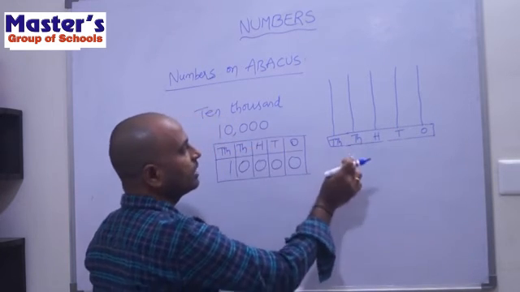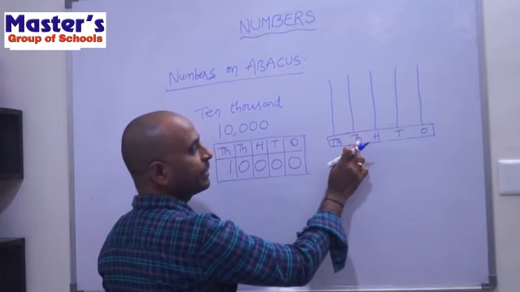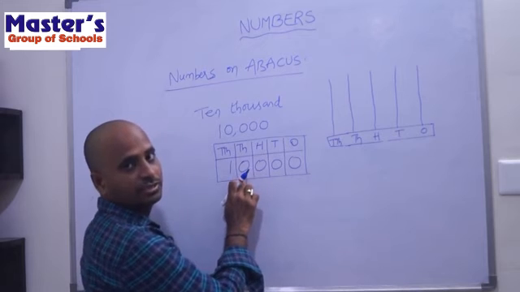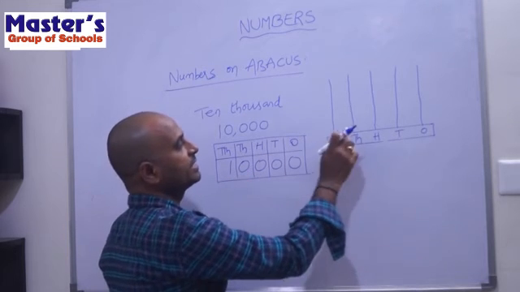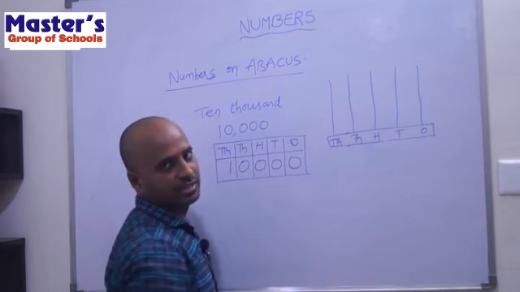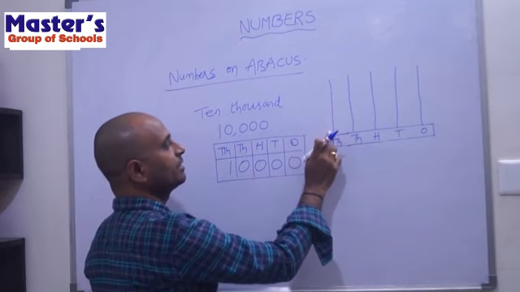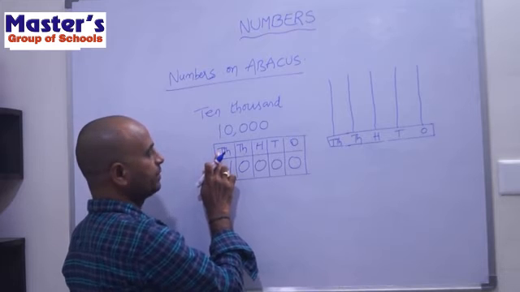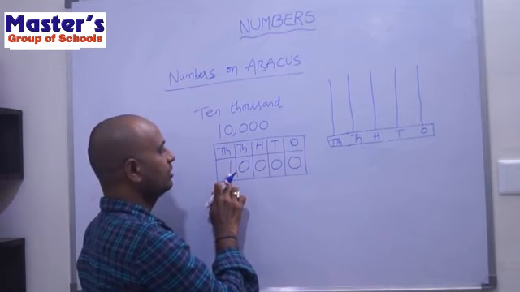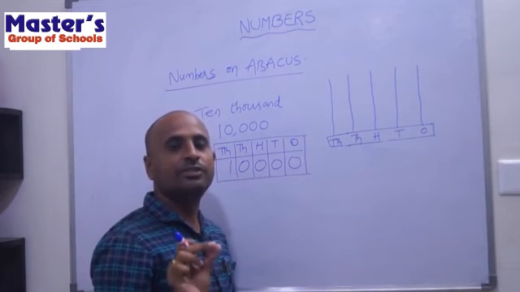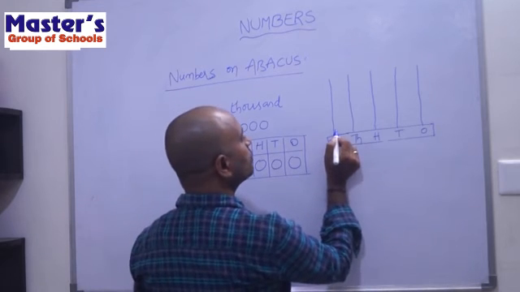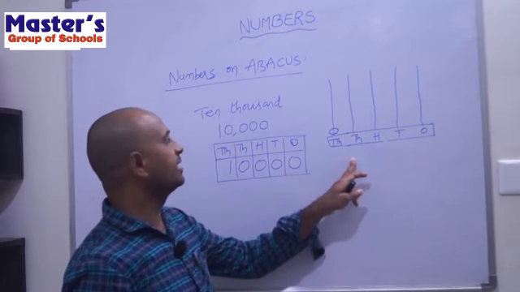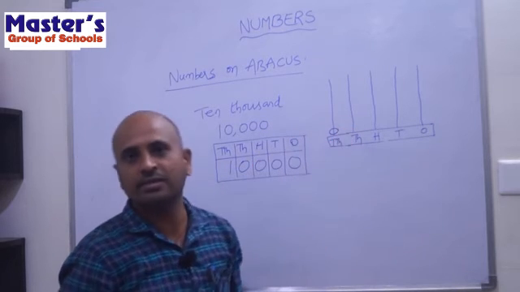Now go to the fourth stick. The fourth stick represents thousands place. In thousands place the digit is 0. So we should not place any beads on the thousands stick. Now go to the fifth stick. The fifth stick represents 10,000s place. Here in 10,000s place the digit is 1. So that's why we should take one bead on 10,000s place. So this is the representation of 10,000 on abacus.